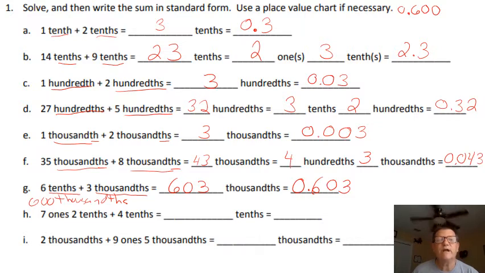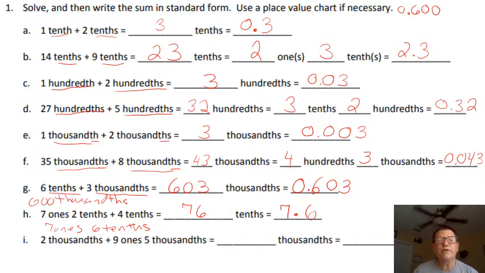My next one, I have 7 ones, 2 tenths, and I'm adding 4 tenths. So that means I'd have 7 ones, 6 tenths. Since I know the ones is right next to the tenths, if I read it as tenths, it would be 76 tenths. And we would write that as 7 ones, 6 tenths.